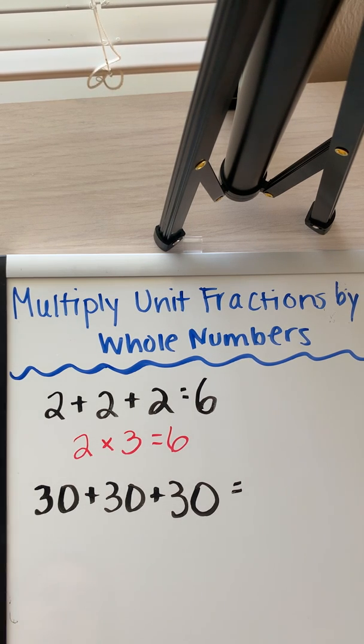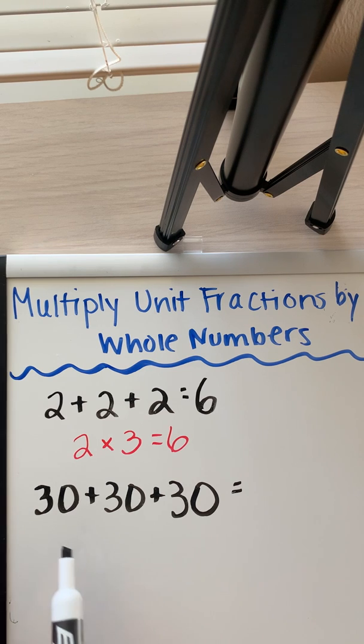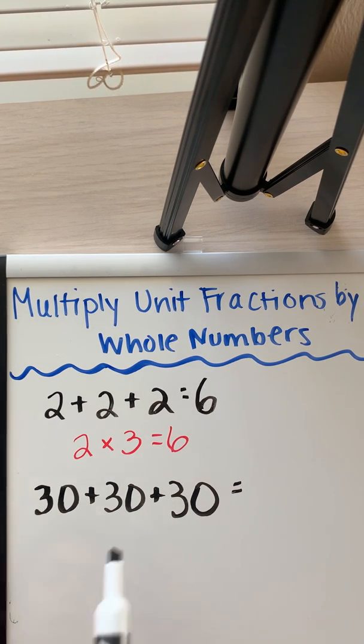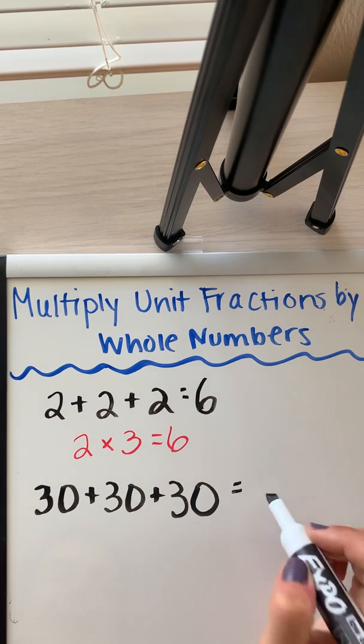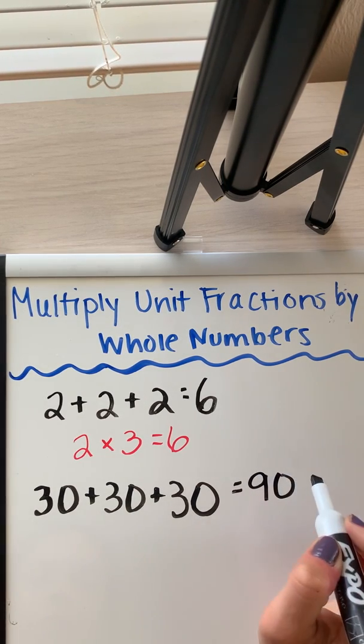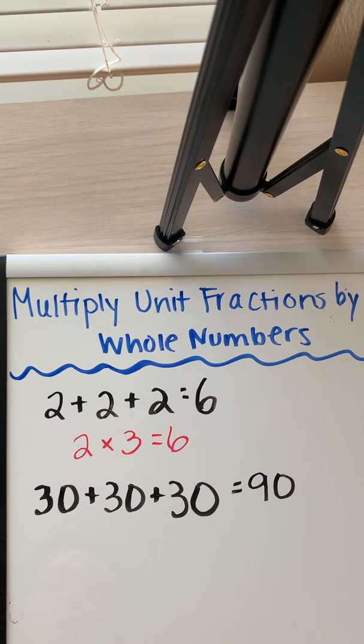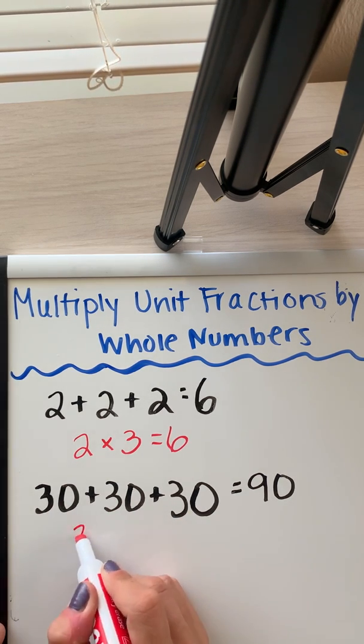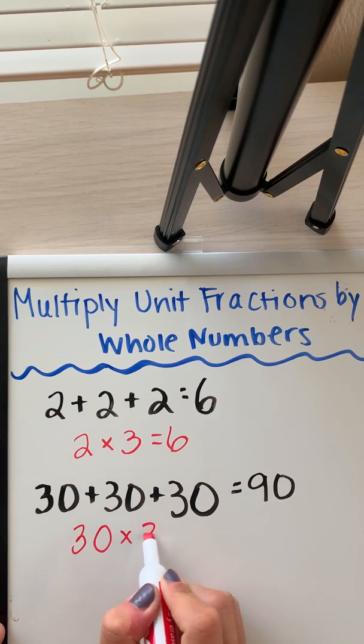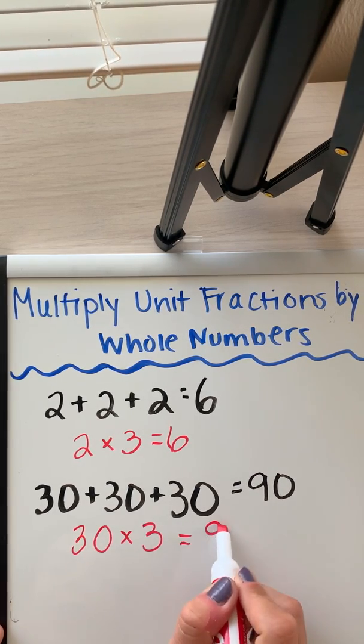Below, I'm going to do the same exact thing. It applies to however many multiples you have of the same number. So if I have 30 plus 30 plus 30, I know that 30 plus 30 is 60, and 60 plus 30 is 90. If I want to change my addition sentence into a multiplication sentence, I see that I have 3 30's, so I'm going to say 30 times 3 equals 90.